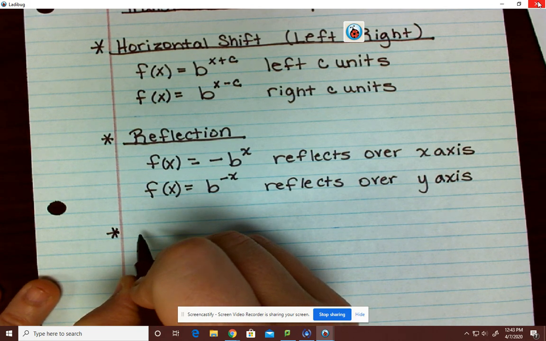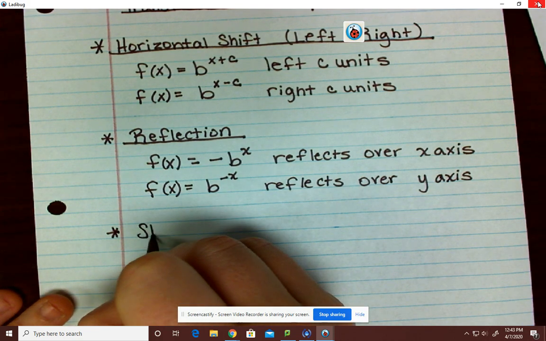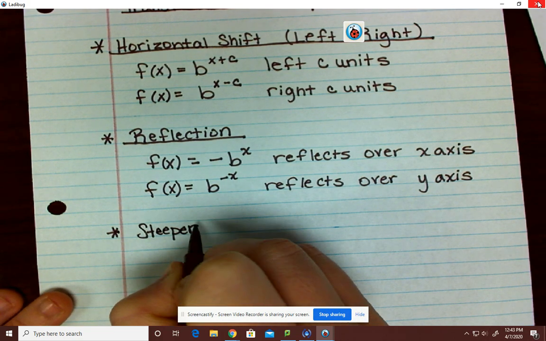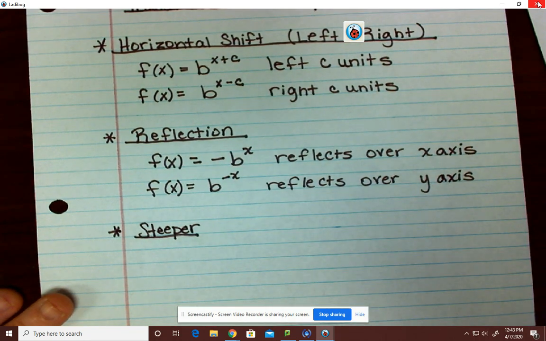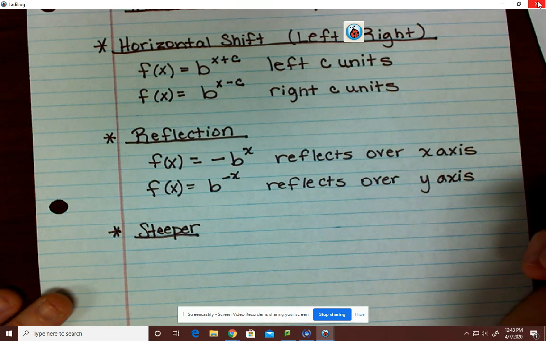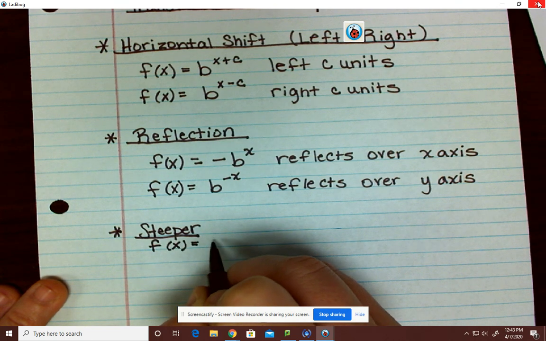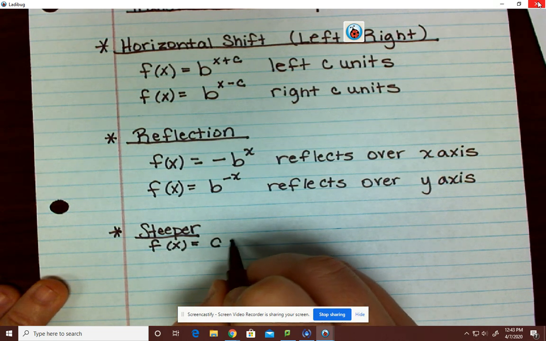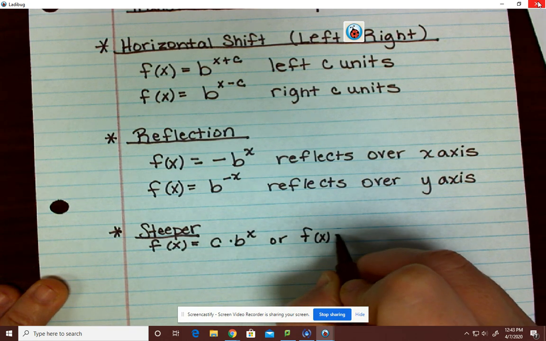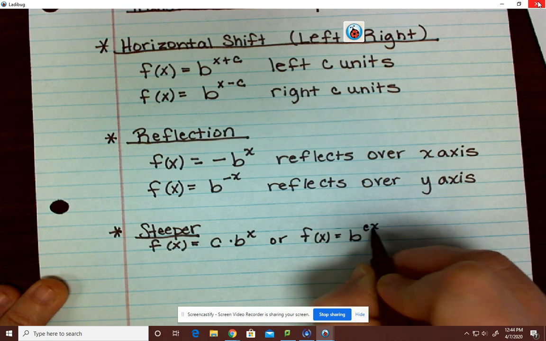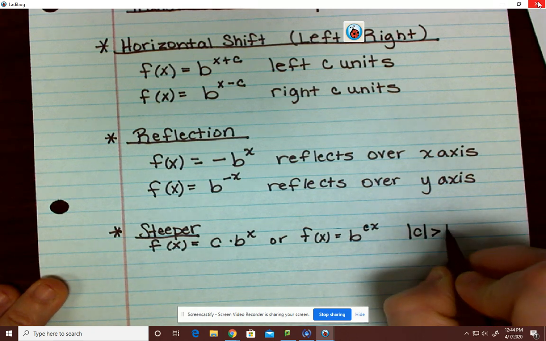Then we're going to look at stretch and shrink, but instead of using the word stretch and shrink, all I want you to look at and be able to identify is, are you making the graph steeper or less steep? Is that curve growing exponentially faster and steeper, or not as steep? And that's by multiplying by a number. So whether you multiply it by the function or by the exponent, as long as the absolute value of c is greater than 1, that's going to make it steeper.